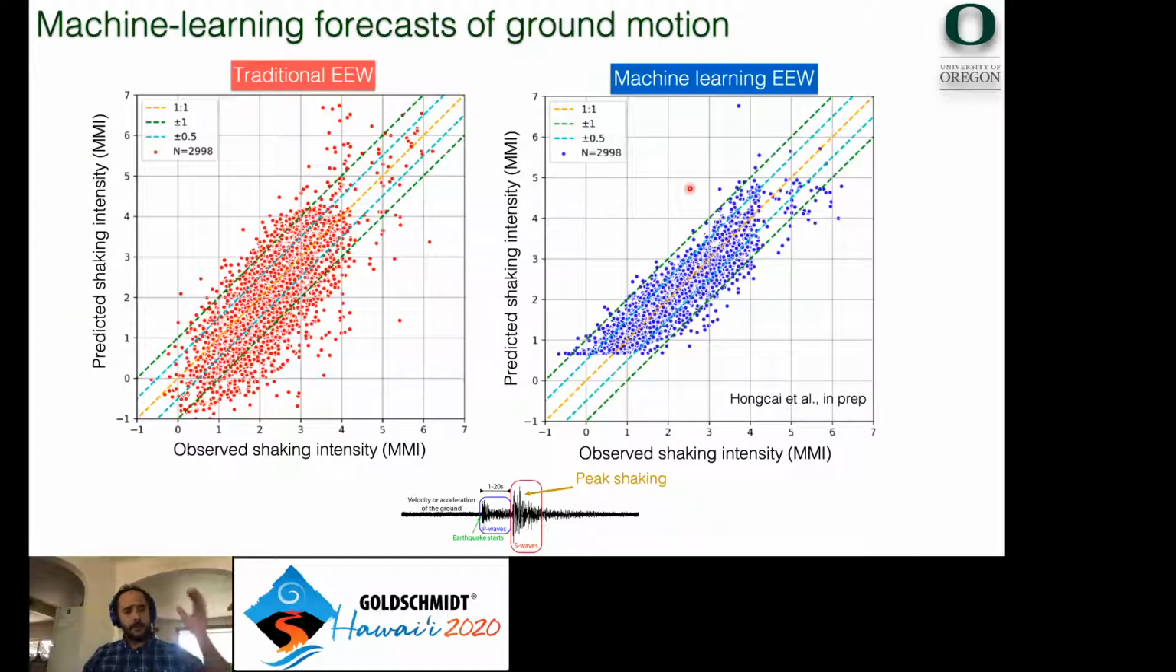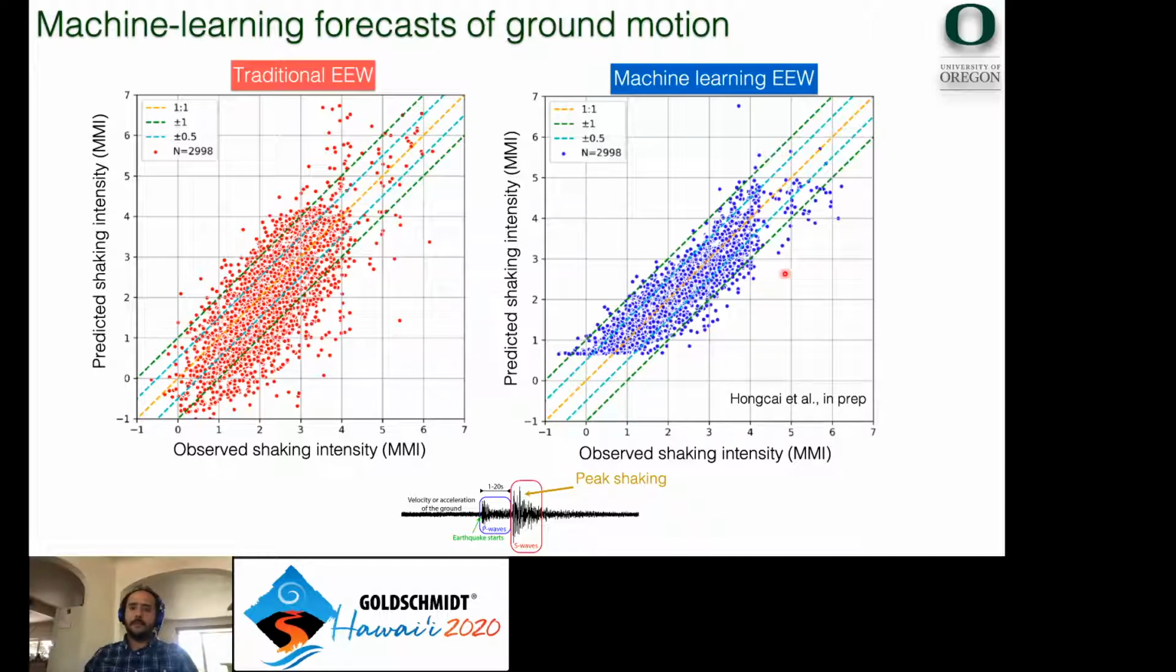And here's the performance. On the left is what a traditional earthquake algorithm would do in terms of the actual observed shaking intensity versus the predicted shaking intensity by the algorithm. This is what ShakeAlert would do today. This is the one-to-one line in yellow, and then in blue and in green, the plus or minus 0.5 and 1 intensity unit error. There's a lot of scatter here. You're on the right trend, but there's a lot of scatter because shaking is difficult to predict.